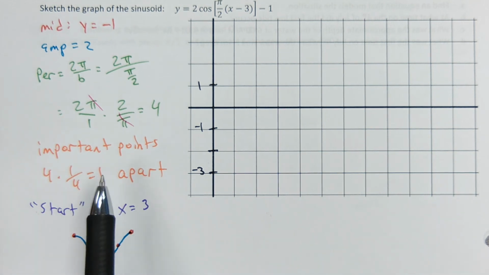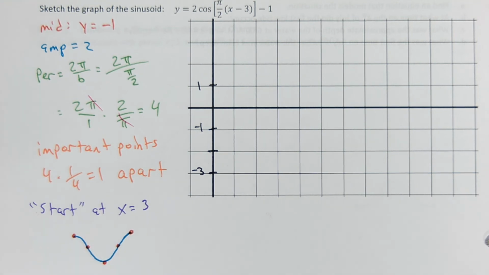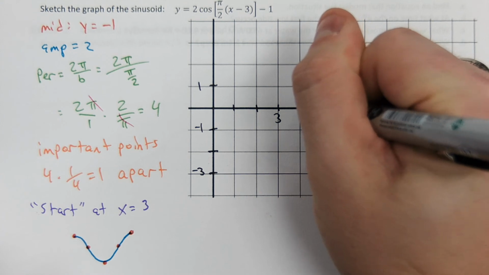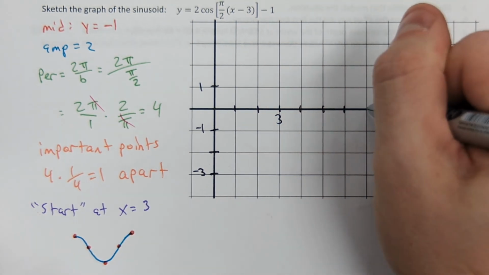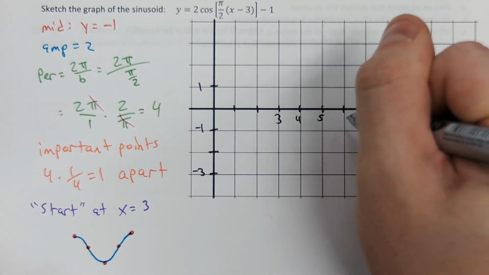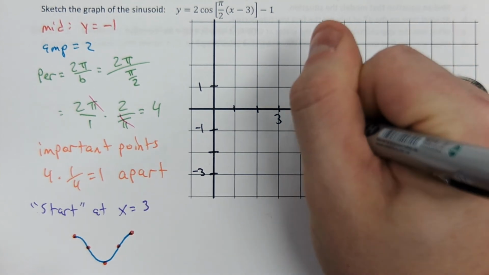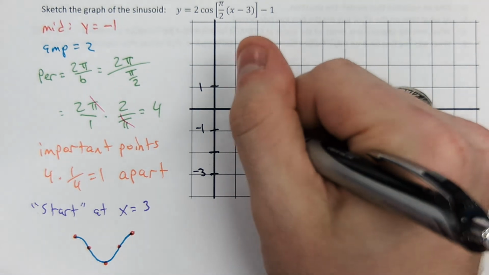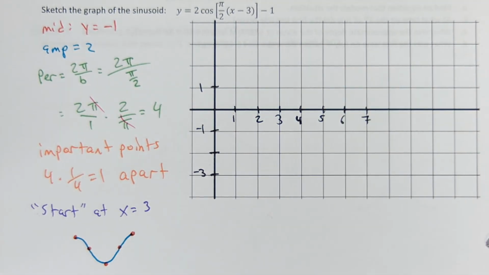And click your heels. Like we said, we're gonna start at a 3 and then go by ones. Integer values. So 1, 2, 3, that's where we'll start. 4, 5, 6, 7. I'll go ahead and put 1 and 2 on there too. Why not? Midline is at -1.